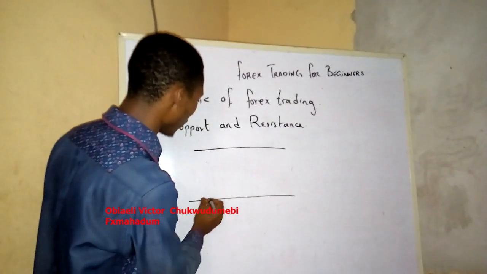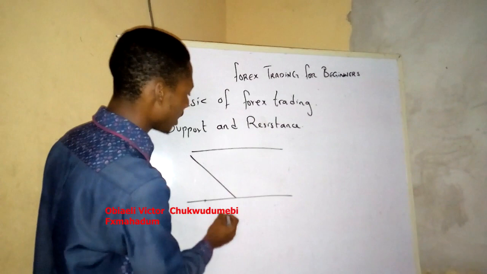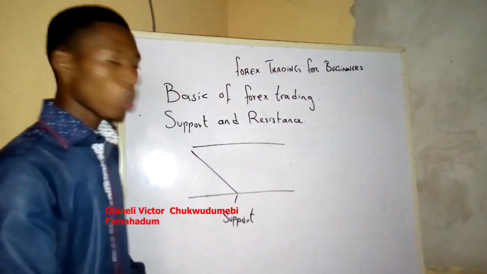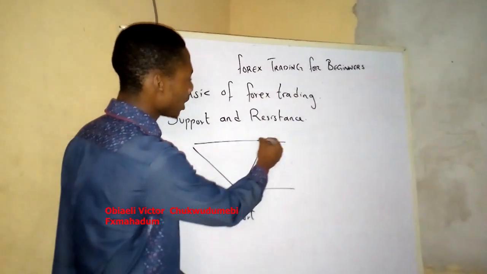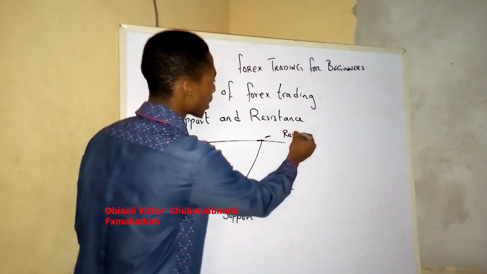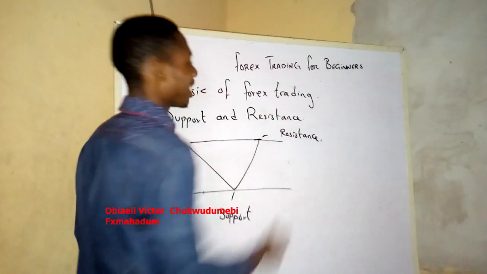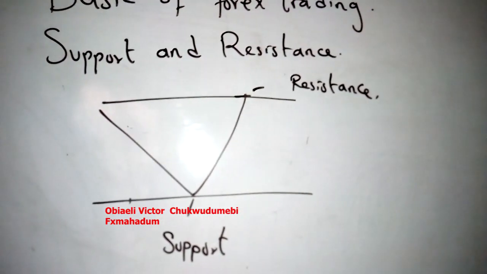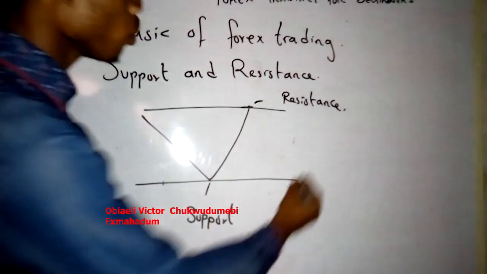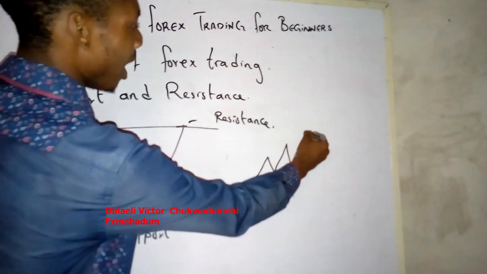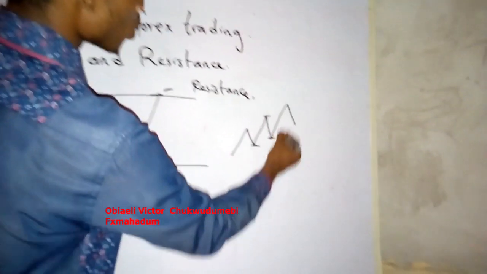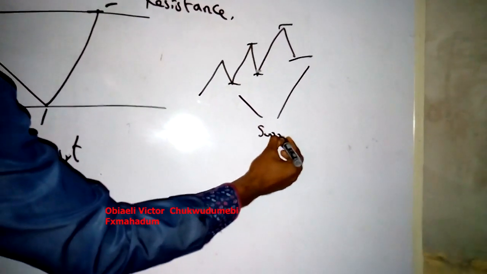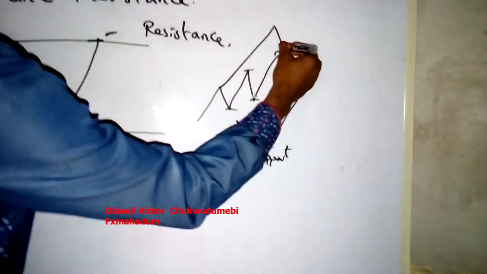When price comes down and hits the floor level, this happens to be a support. And when it goes back up and hits the ceiling level, this happens to be a resistance. This is all what support and resistance is about. If you take a good look at the foreign exchange market, the market does what? It moves in waves. And these waves are being caused by what? Support and resistance zones.